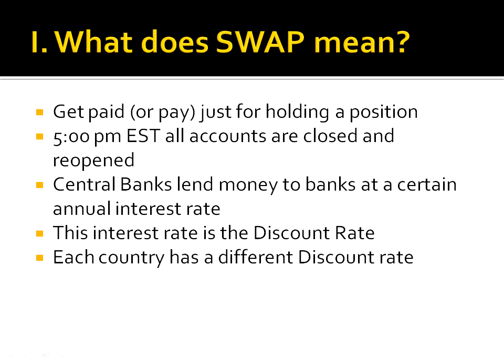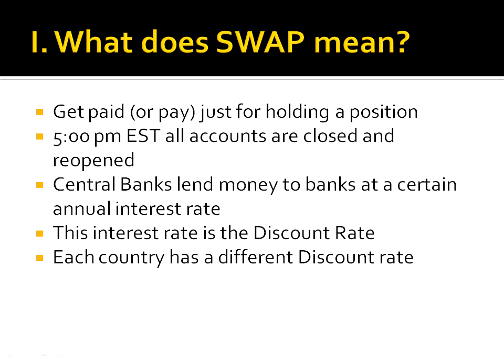It appears in a different column in your account history. You'll get paid, or sometimes you'll be deducted. You have to pay a swap. Now what happens is at 5 p.m. Eastern, all accounts are closed and instantaneously reopened. This is the swap transaction.